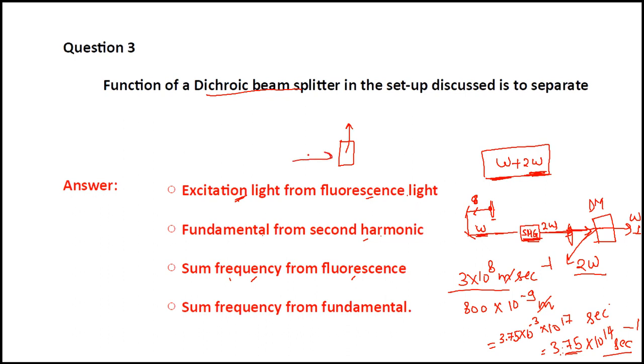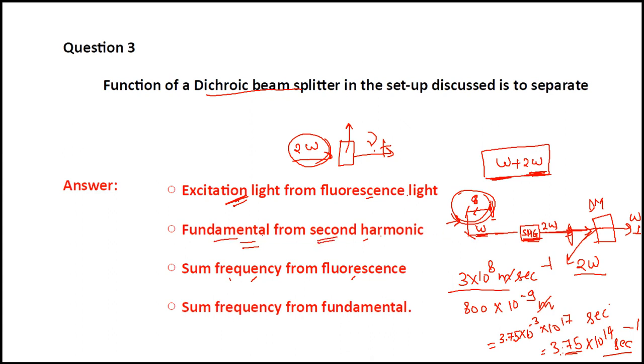Okay, so suppose this 2 omega is used to excite the sample; the light which we'll get, the new frequency, will be much lower than that of this 2 omega. Got it? So here this excitation light is not this light. What they have called here is this fundamental light. So according to me the answer will be fundamental from the second harmonic.